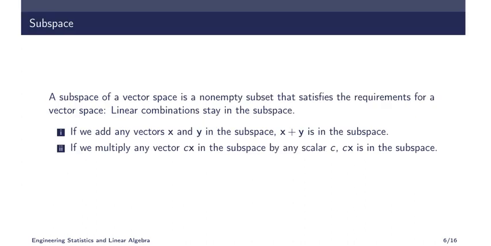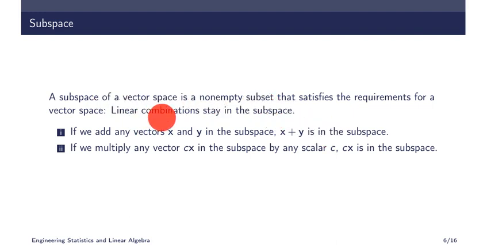Now we will define what is a subspace. A subspace is nothing but a vector space, but it is a subset of a vector space. It need not be the entire vector space. Instead, a subset of a vector space is called a subspace. Now that subset need not always follow the conditions for a vector space. We will see that when we do the simulation. But by definition, a subspace of a vector space is a non-empty subset that satisfies the requirements for a vector space.